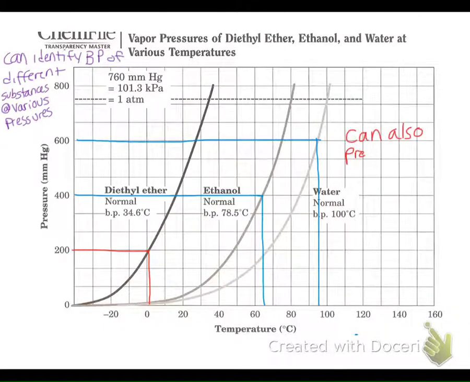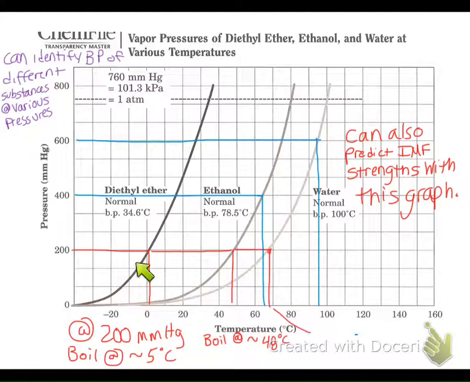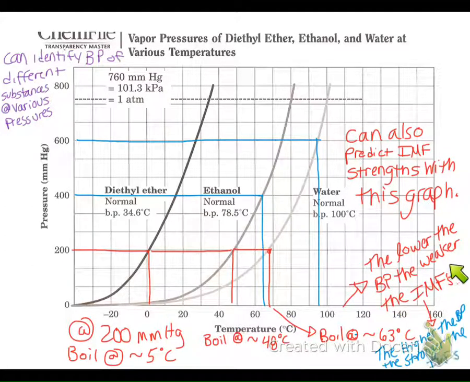We can also use this graph to predict intermolecular force strengths within the molecules. And so if I'm looking at 200 millimeters of mercury, diethyl ether maybe boils at 5 degrees Celsius or 1 degree Celsius, something like that. Ethanol might boil at 48 degrees Celsius. Water might boil at 63 degrees Celsius. And so the lower the boiling point, the weaker the intermolecular forces.